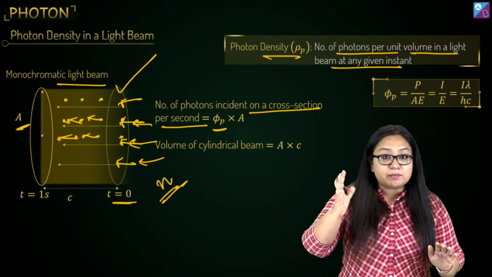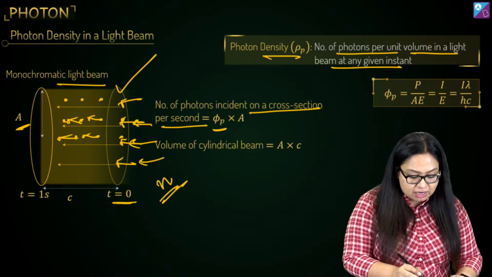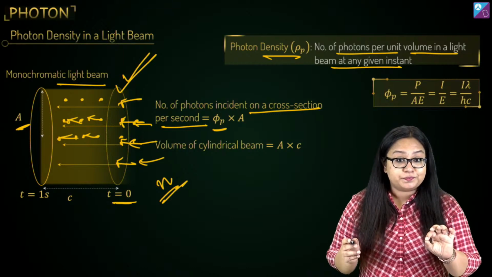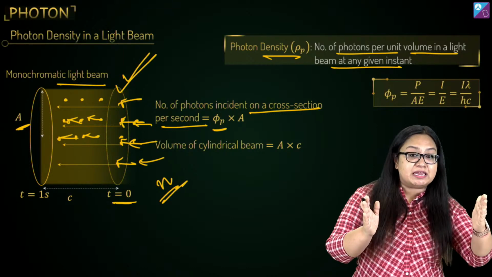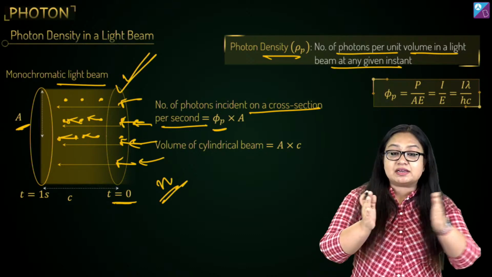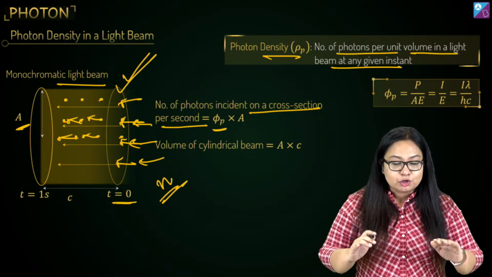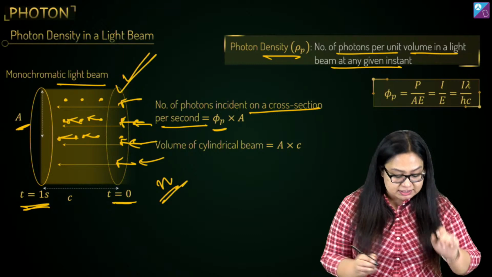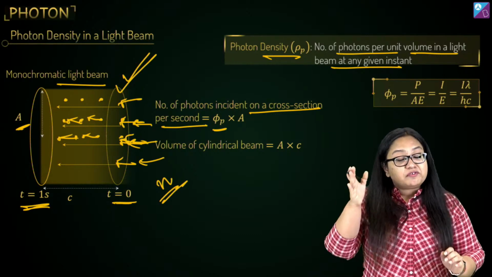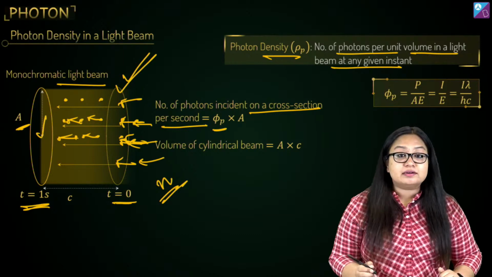So there were n number of photons. Now pay attention, n number of photons passing through this cross-section at t equal to 0. If photons are traveling with speed c, then in 1 second they will cover c meters, right? c in meters per second. So I will say that at t equal to 1 second, all of these photons that crossed the first cross section will now be crossing here.